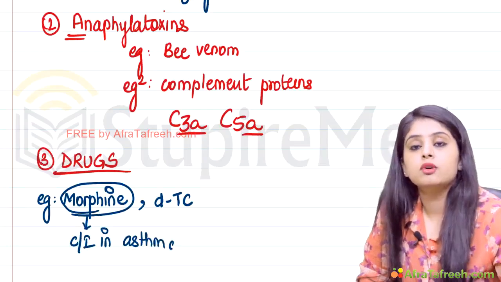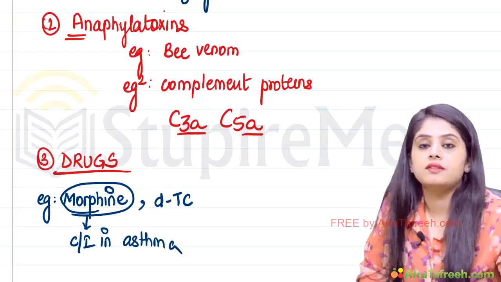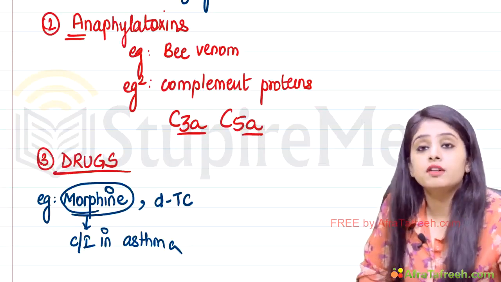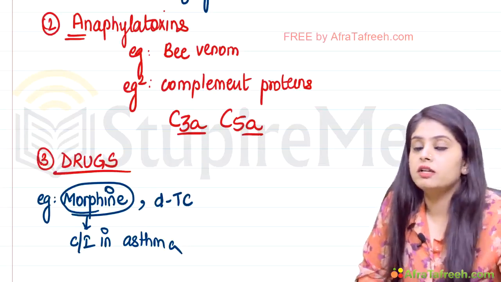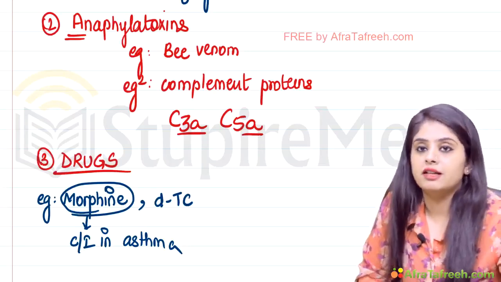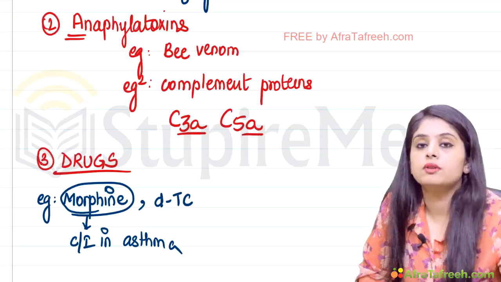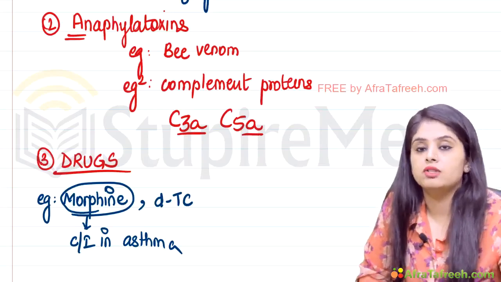Why? Because morphine causes mast cell activation. Mast cell activation will release histamine, which will worsen the condition of a patient of asthma. So we cannot give morphine in a patient of asthma. That is a very important MCQ that you get in pharmacology.